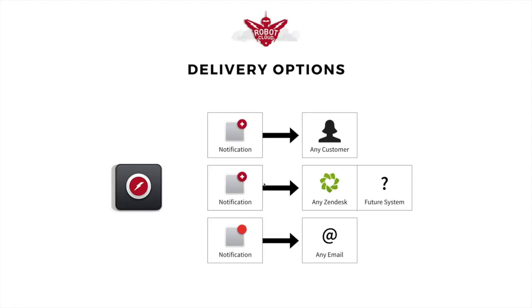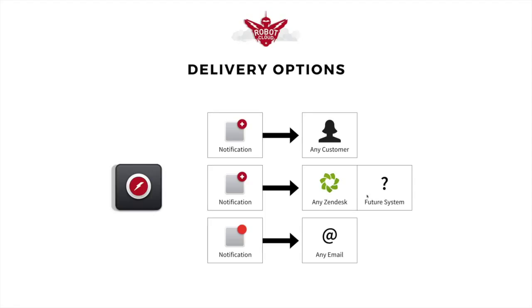However, if you're using Zendesk, we can do the same thing and deliver to your Zendesk. And we are looking at, in the future, adding additional systems. So if you're using a ticketing system other than Zendesk and you'd like to see Robot Cloud integrate with your ticketing system the same way it does with Zendesk, please reach out to us. It needs an API, which a lot of ticketing systems have today, and we can investigate that.